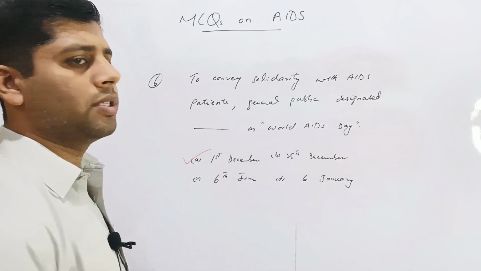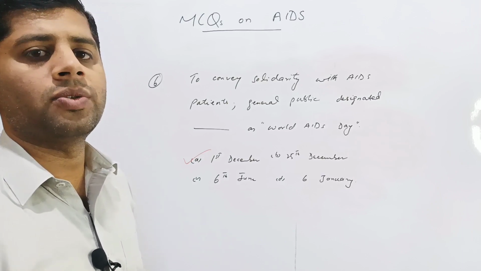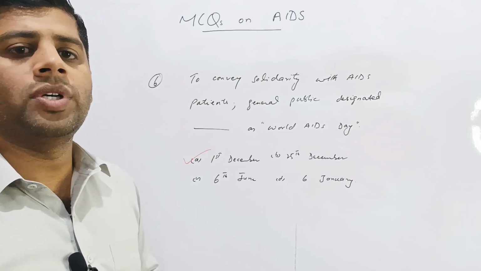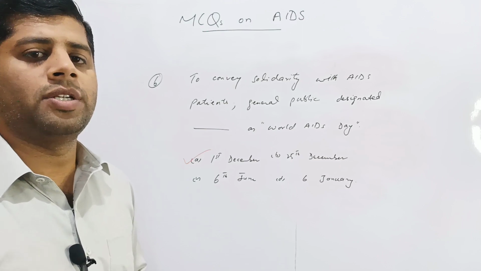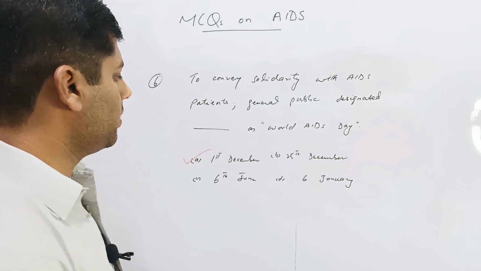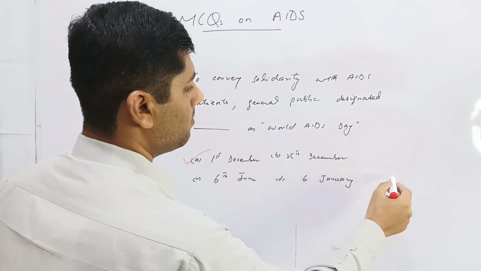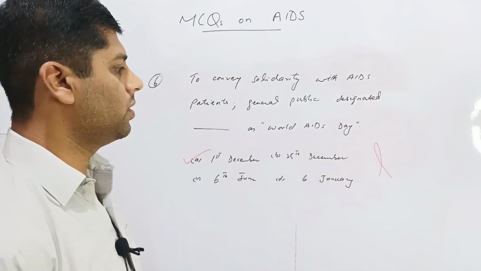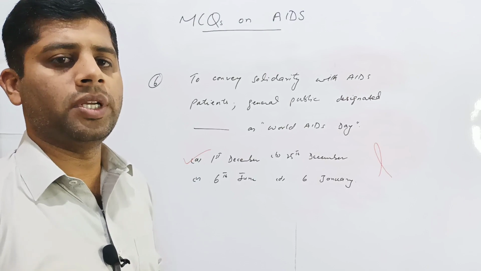1st December is designated as World AIDS Day to convey solidarity of the general public with the AIDS patients and to create awareness in the general community. And they have a symbol of red ribbon to show the solidarity with the AIDS patients.